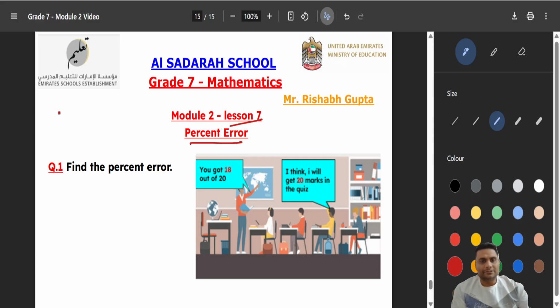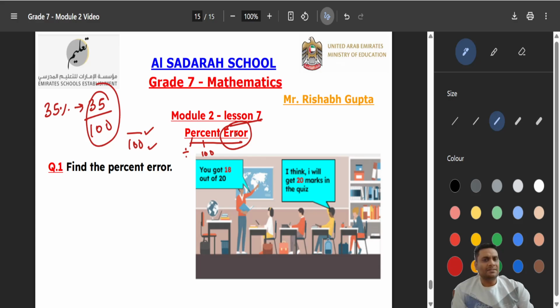Let us understand its meaning. Percent means comparing a number by 100. Per means divide, cent means 100, that is, divided by 100, which means compare by 100. If 35% is given, it means 35 out of 100. So this is percent. Error means mistake.